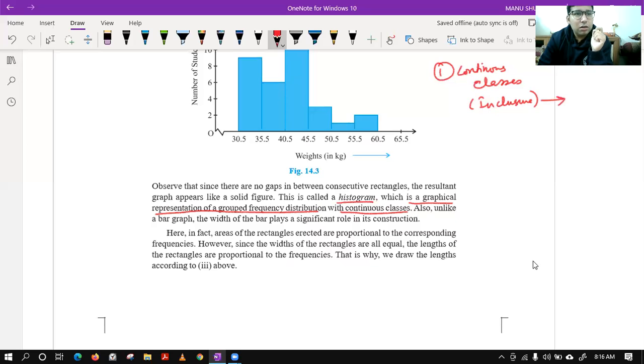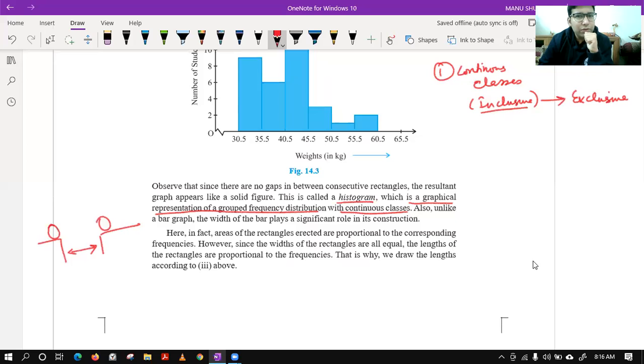Before making a histogram, you need to keep in mind that the class intervals should be continuous. So in case the paper gives you an inclusive representation, you have to make it exclusive. And we all remember how to convert inclusive data into exclusive using the same method. You have to see the gap between the upper limit of one class and the lower limit of the second class.